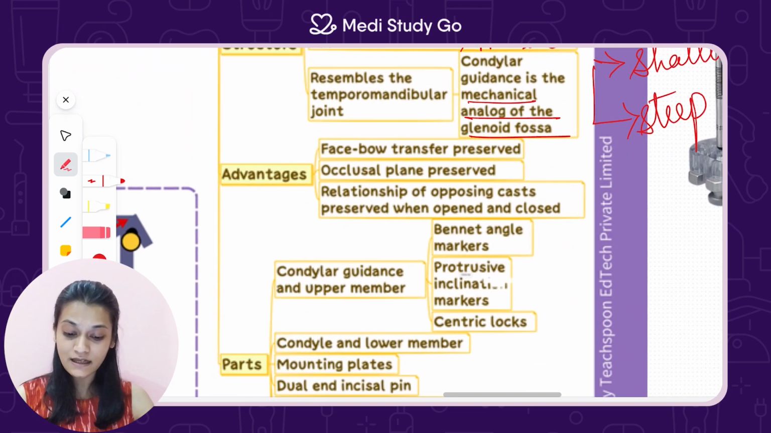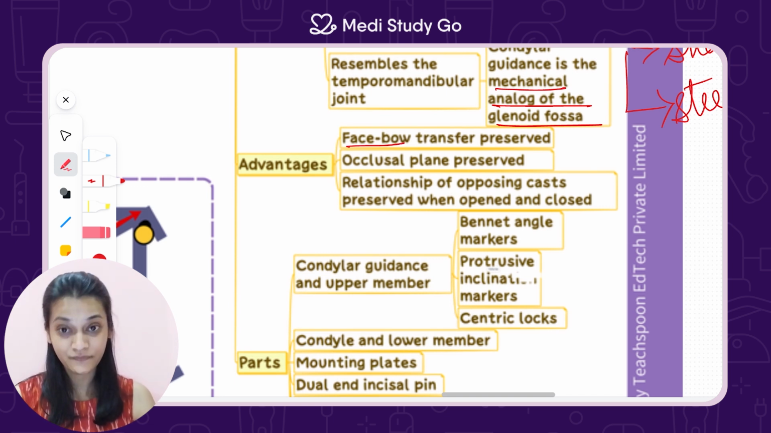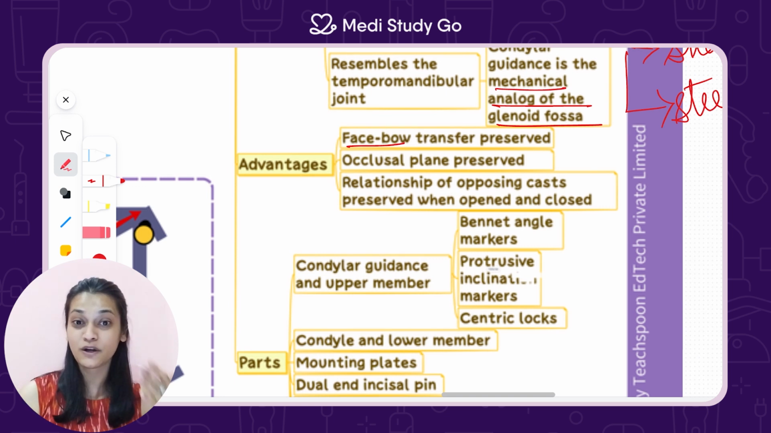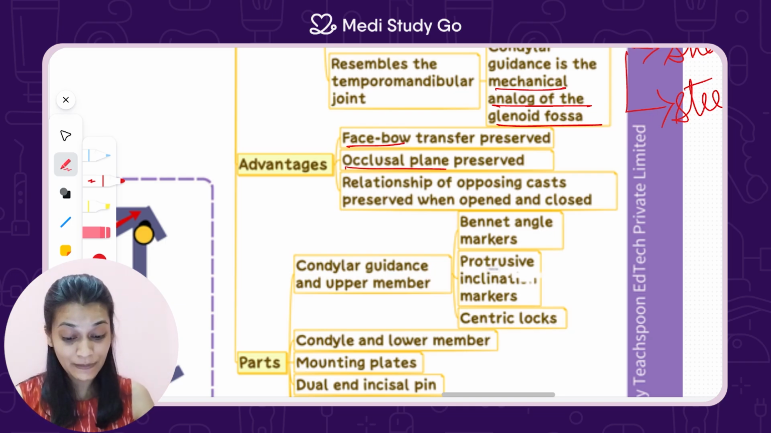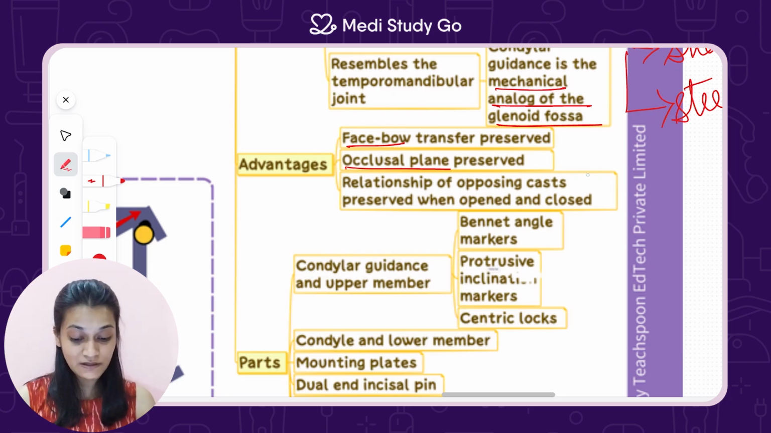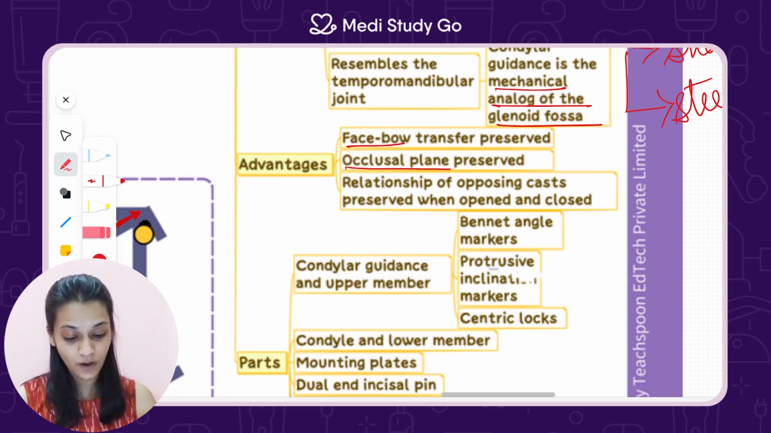Now, what are the advantages of using an Arcon articulator? First thing, the face bow transfer can be preserved because it's not reversing, right? It's going to be the same. The occlusal plane is preserved. At the same time, the relationship of the opposing cast is preserved when the articulator is closed or opened.